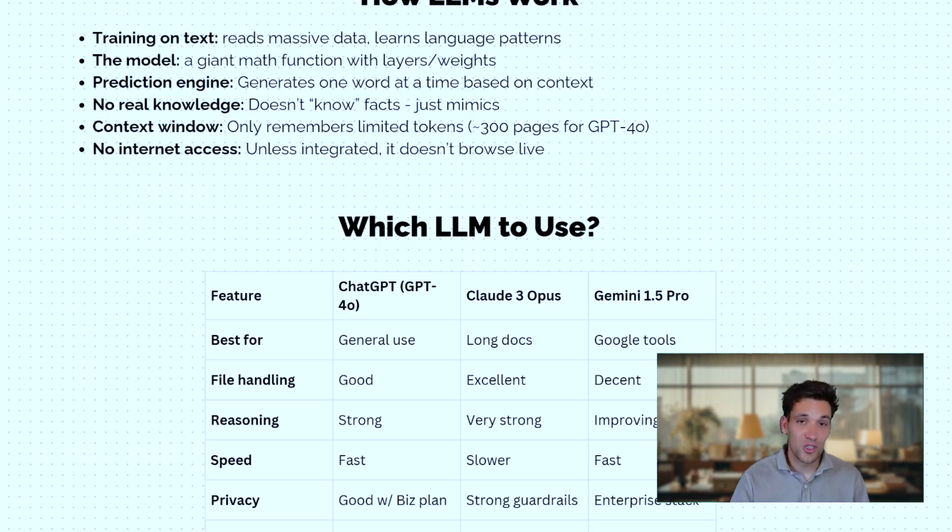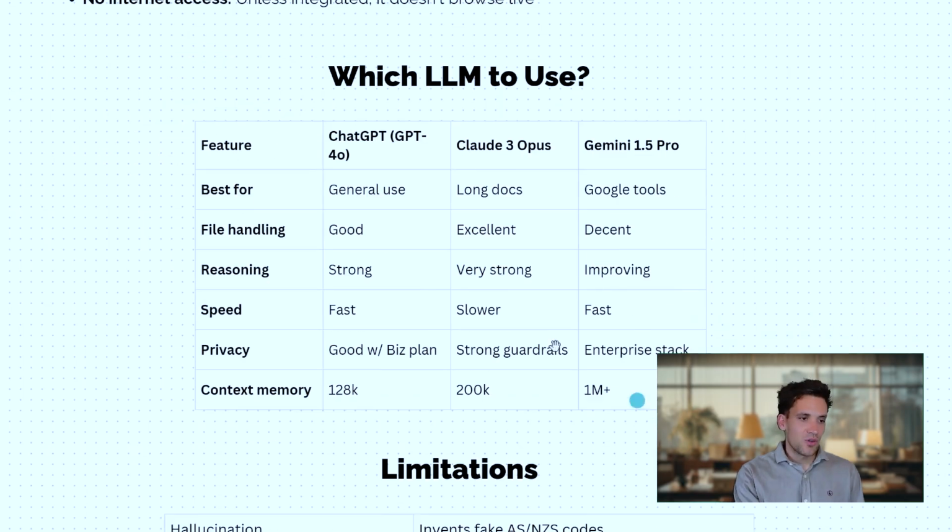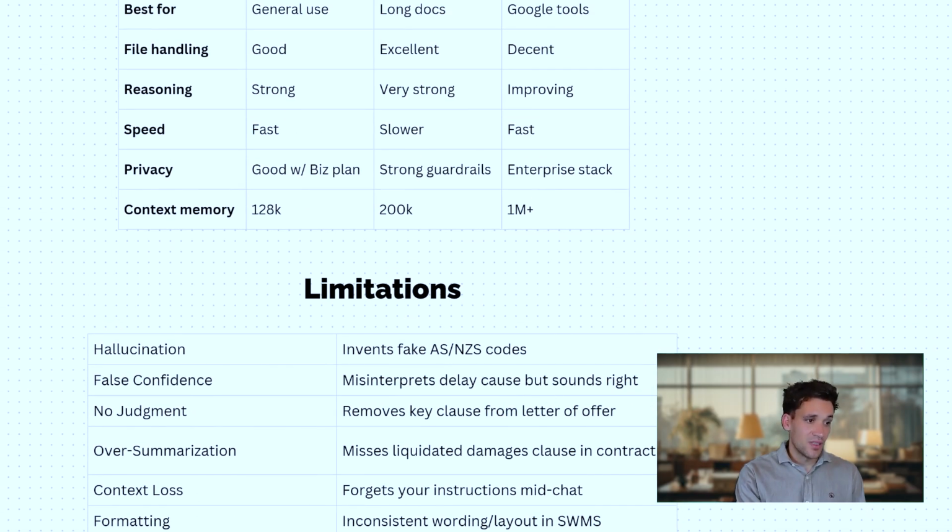I use Gemini if I've got a huge document I want it to summarize, because Gemini is probably the weakest model, but the best at uploading huge documents too. Okay, so what are some of the limitations of these models? Well, the first one is they hallucinate.